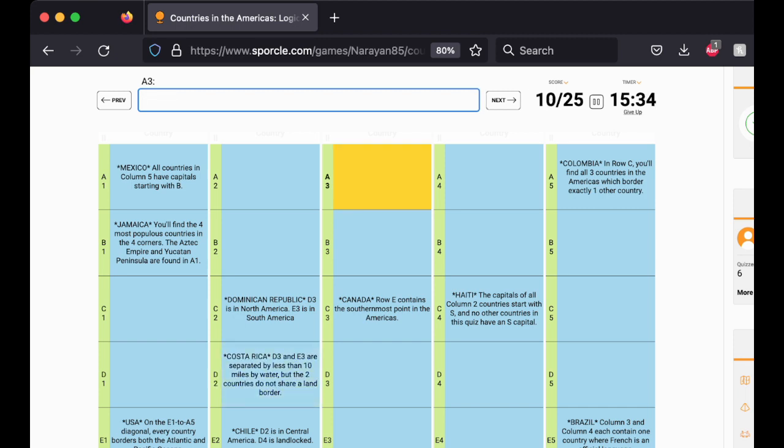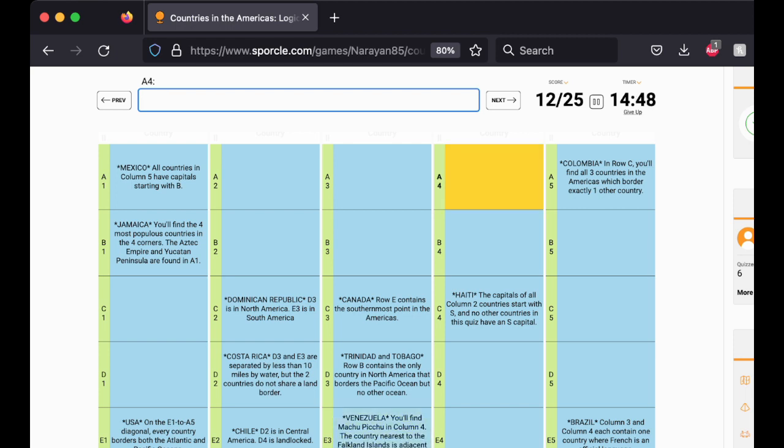Okay, so D3 and E3 are separated by less than 10 miles of water, but the two countries do not share a land border. And then we had the other hint. What was it? D3 is in North America and E3 is in South America. Okay, so I believe this is Trinidad and Tobago for D3. Which means E3 would be Venezuela.